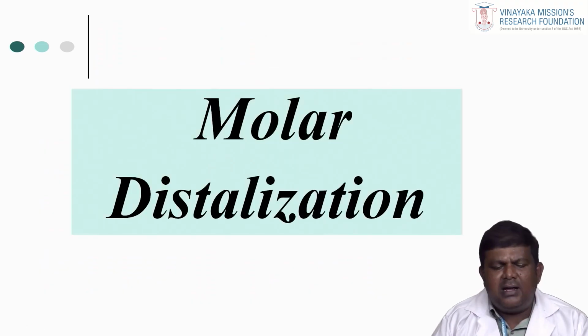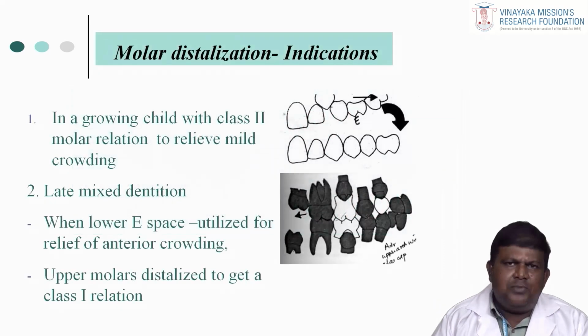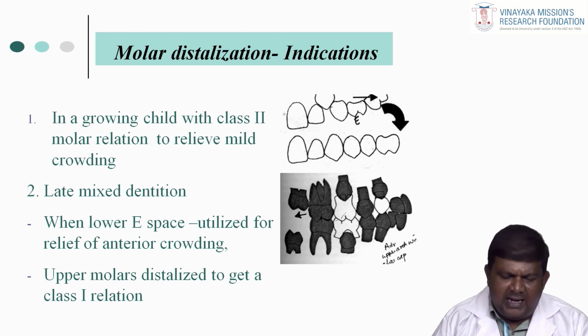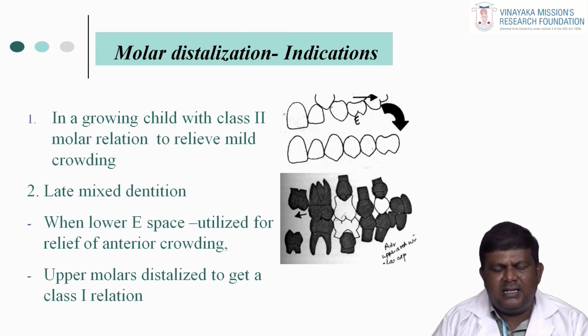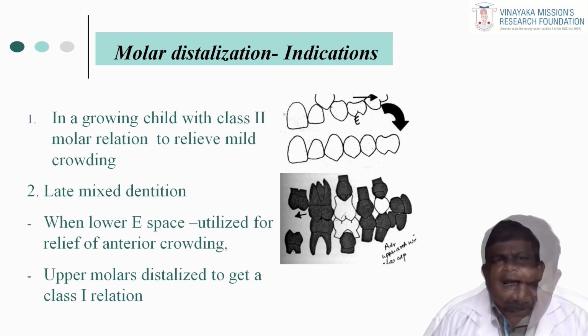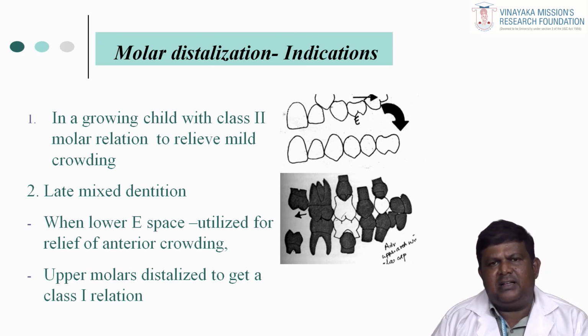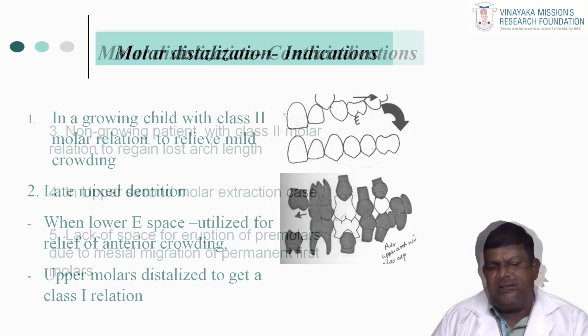Next is molar distalization. Indications of molar distalization: growing child with class 2 molar relation to relieve mild crowding in anteriors in case of class 2 mesially moved conditions. Late mixed dentition, when lower E space is utilized for relief of anterior crowding. Upper molars distalized to get a class 1 relation.